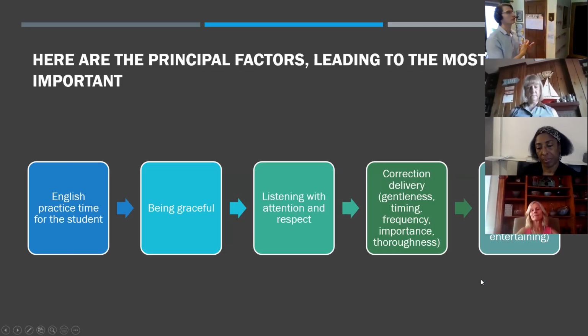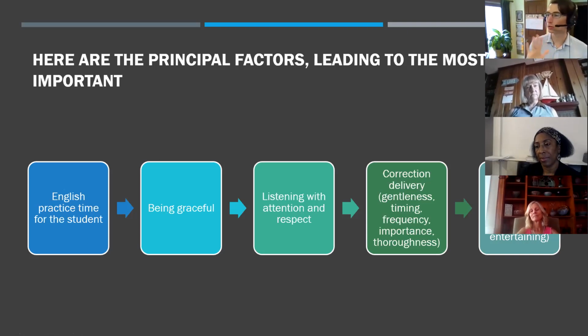Because even if the student is talking for the entire session, which is possible, they want to know if they're doing it correctly. So making sure that you provide the feedback, that's the most important resource. To do that, you have to listen carefully. You have to make the student feel like you respect them. Sometimes this could be a stressful situation.